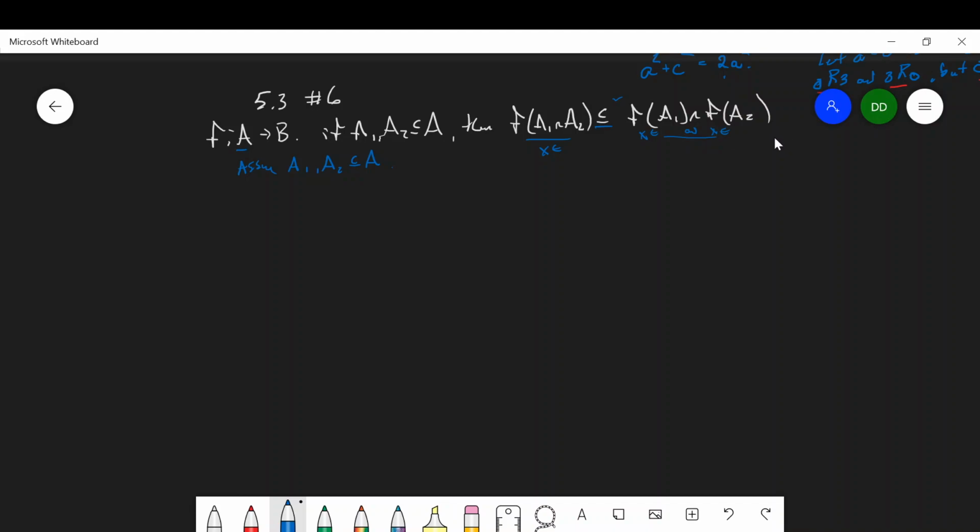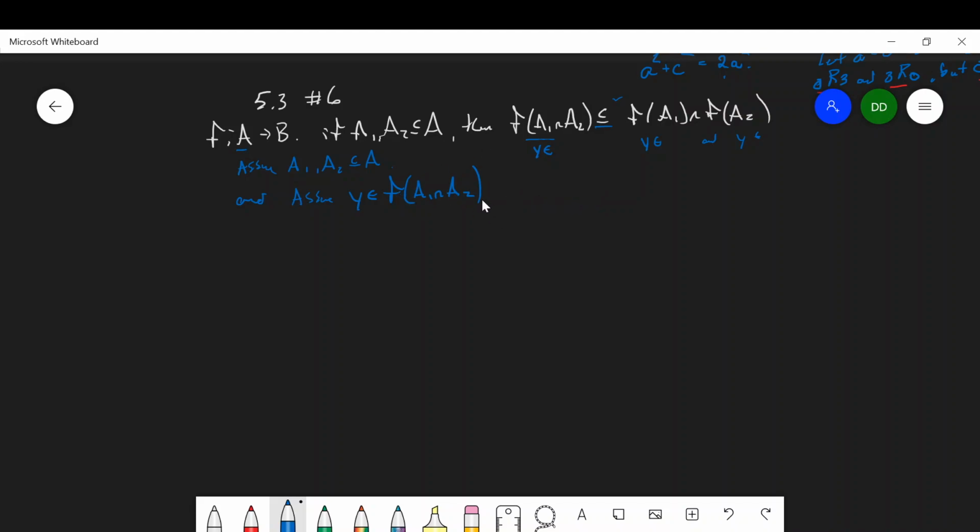So I want to show two things with this assumption that x is in the image of A1 intersect A2. And actually, I'm going to change this from x to y. It doesn't really matter, but typically we use y for things in the codomain, because maybe you're more familiar with that notation. So if y is in here, then y is in here, and y is in here. We're assuming these two sets are in A, and now assume y is in f of A1 intersect A2.